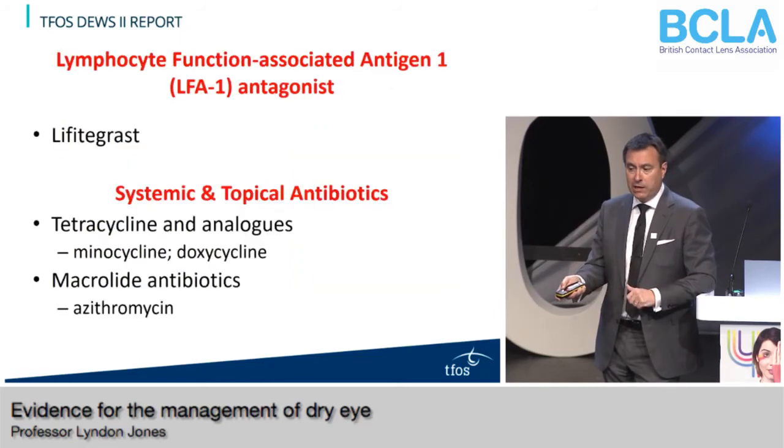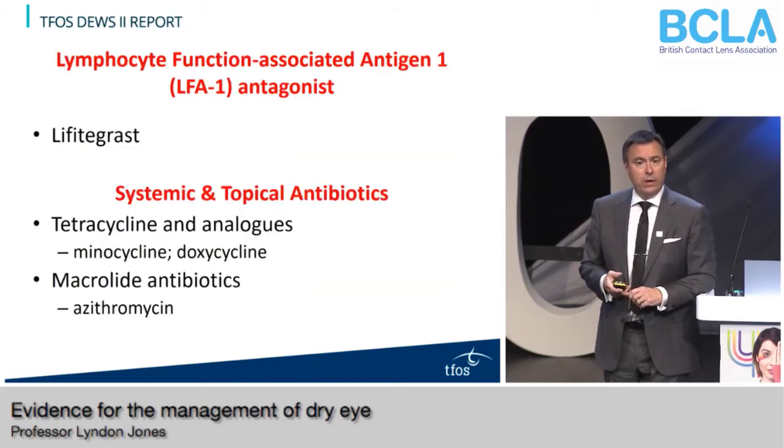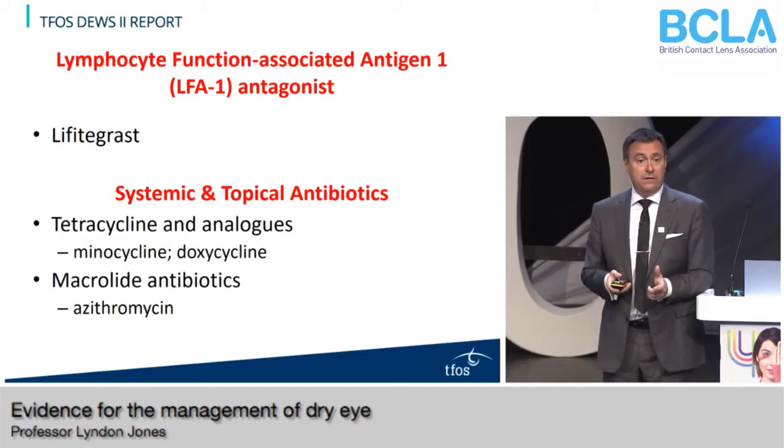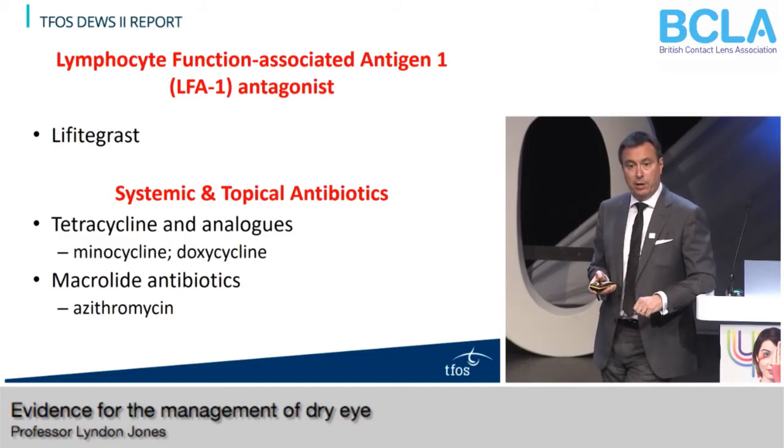How else can we manage inflammation? Well, again, we have new drugs coming along. Recent clearance in the US and Canada for things like this LFA1 antagonist, lifitegrast, has now been approved for management of subclinical inflammation, and also, again, lots of evidence to show that a wide variety of systemic and topical antibiotics can be very useful for managing this ocular surface inflammation.